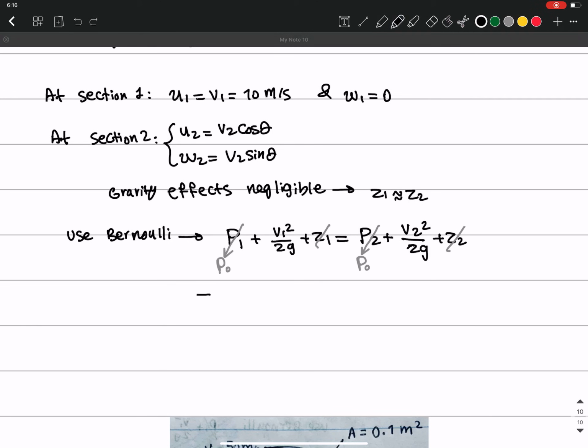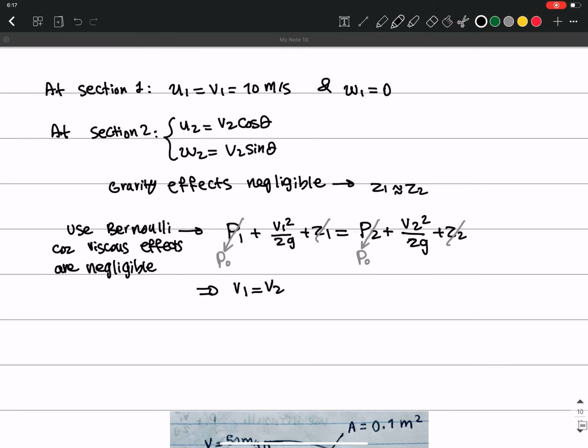And so this means that, interestingly, V1 should be equal to V2 from Bernoulli, because the viscous effects are negligible and because gravity effects are negligible, we can assume Z1 is almost equal to Z2. And so this gives us that V1 should be equal to V2. And so I can write that U2 equals V2 cosine theta, which equals V1 cosine theta. And W2 equals V2 sine theta. And because V2 equals V1, it equals V1 sine theta. Okay.